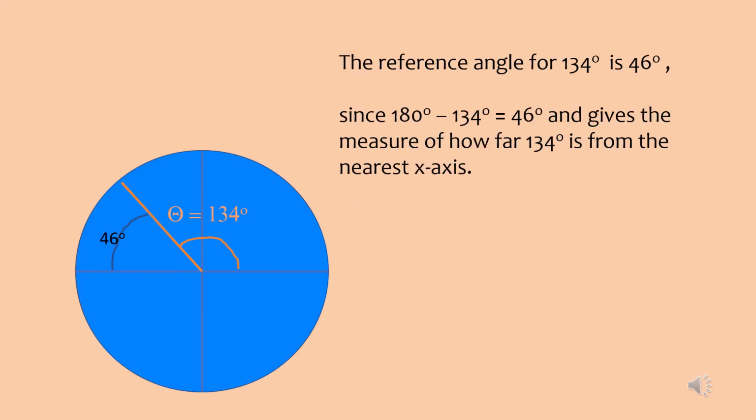The reference angle for 134 degrees is 46 degrees. That is because the terminal ray of 134 degrees is 46 degrees away from the nearest x-axis, the negative side of the x-axis in this case. Notice we can arrive at the 46 degrees by taking a half circle of 180 and subtracting the 134. That's going to give us the gap that falls between the negative side of the x-axis and the terminal ray of my 134 degree angle.